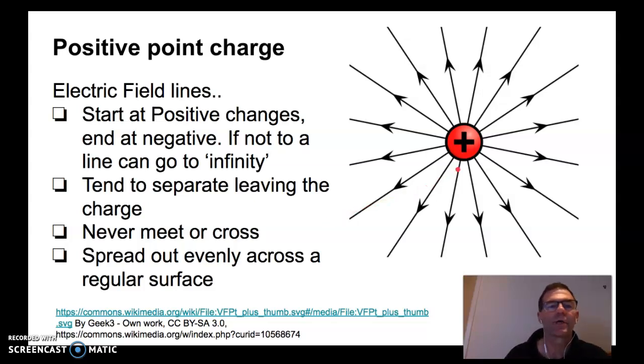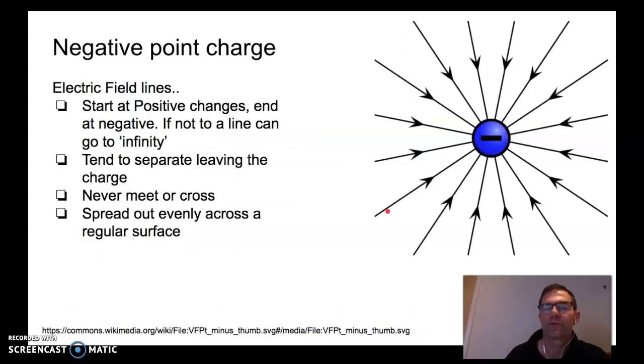First thing is that they always start at a positive charge and end at a negative, or if there's no negative charge, they'll go off to infinity. And they tend to separate out once they've left the charge. You'll never get them meeting or crossing, and if it's an even surface, then they will spread out evenly. So that's with a positive point charge. If we do the same thing with a negative charge, again, it starts at positive but then goes to negative. So all the field lines are coming in from infinity and ending up at that negative point charge.